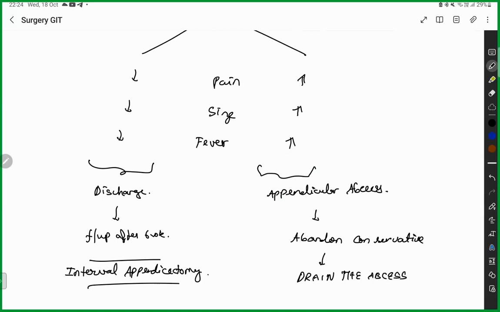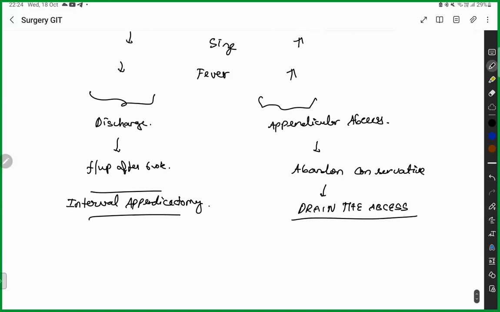Very, very important. So how are you going to drain the abscess? I told you this also in general surgery. You will be draining any abscess by using a pigtail catheter.